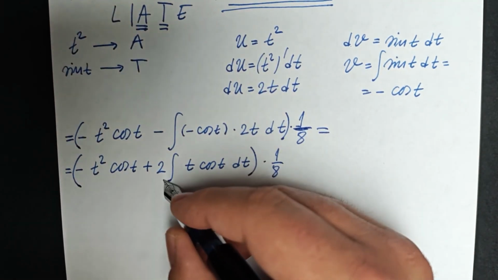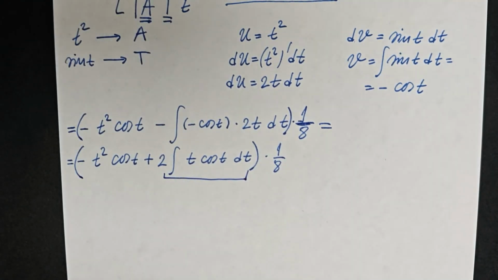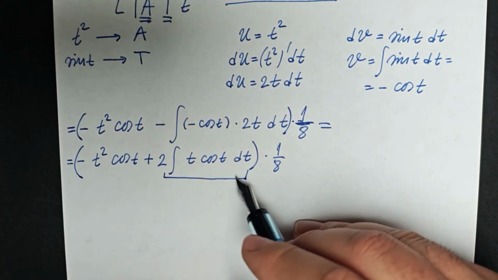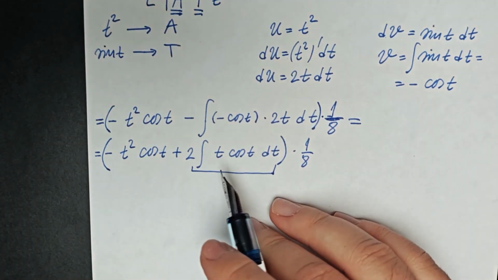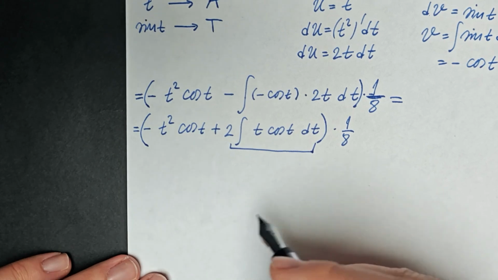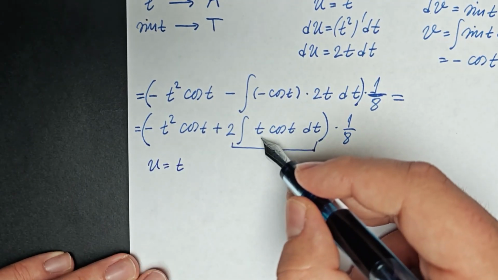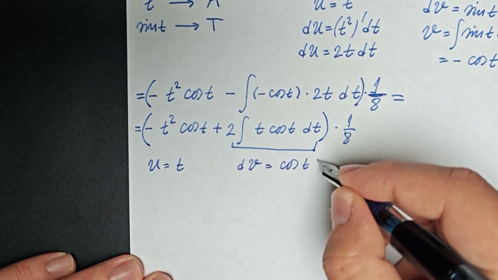As now you can see here, we have an integral of t cosine of t dt which we need to solve. And again, this integral can be solved using integration by parts, and we are going to do that again. We have a similar situation as before, only this time u is going to be t, because we have only t here, and the dv is now going to be cosine of t dt.